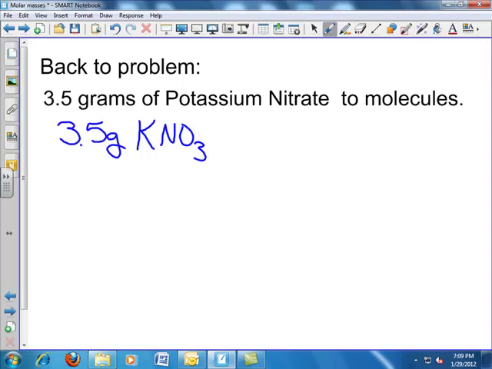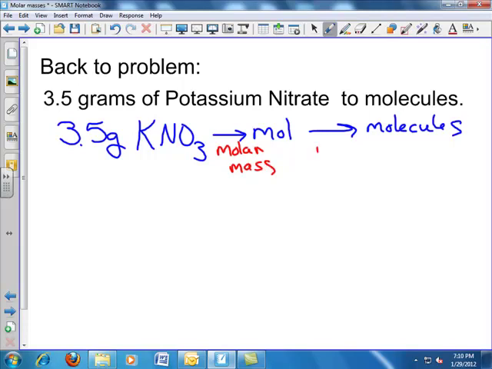And nitrate was one of the ones that I want you to memorize, so KNO3. Okay? And I want to take that grams to molecules. Well, I can't go directly to molecules, so I have to go to moles first, and then I'm going to go to molecules. So what I'm going to do is follow that plan. Okay? To go from grams to moles, I'm going to use molar mass right here. And to go from moles to molecules, I'm going to use Avogadro's number.